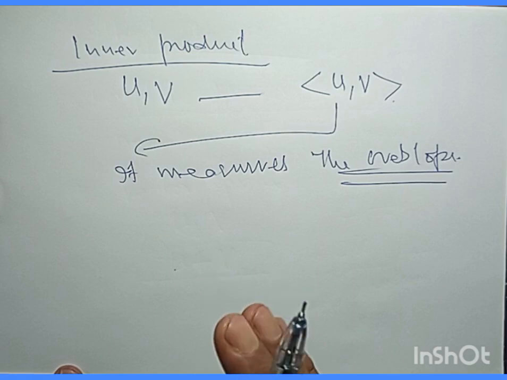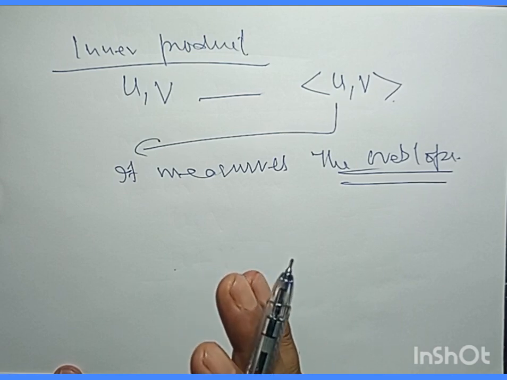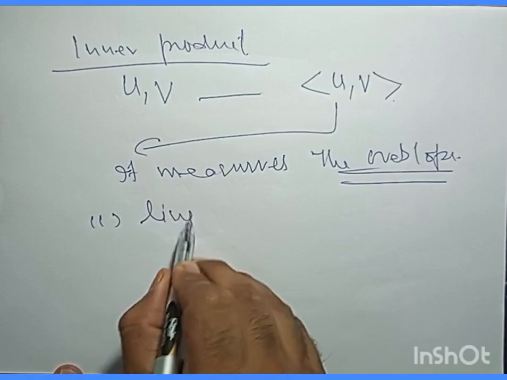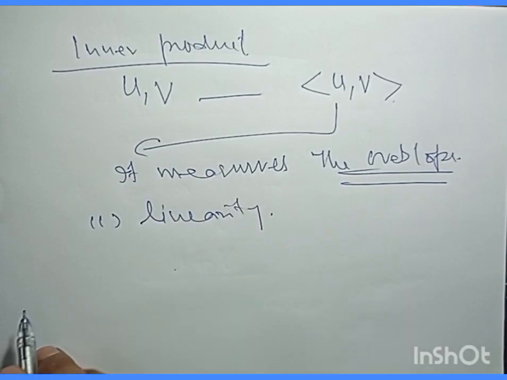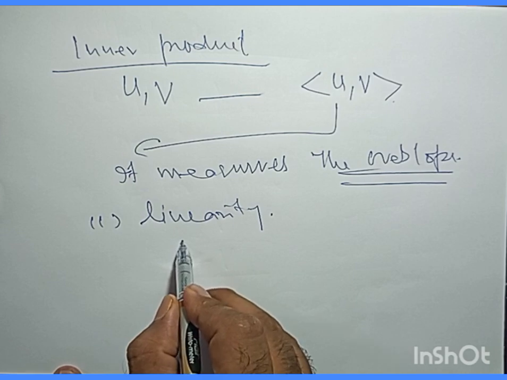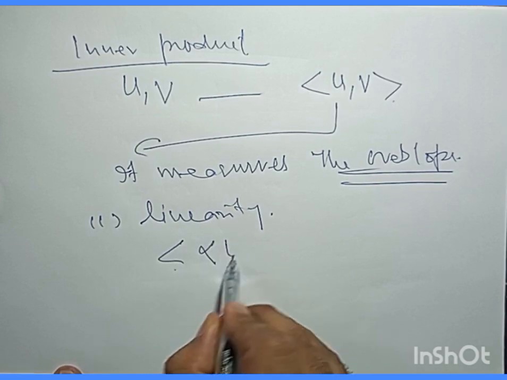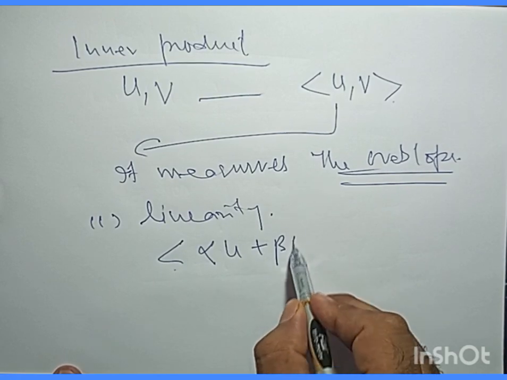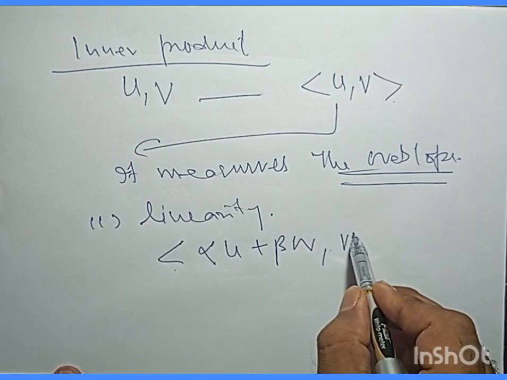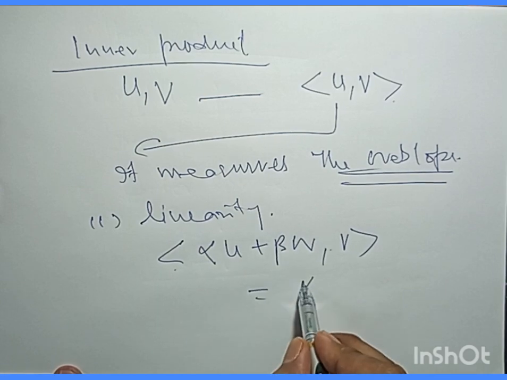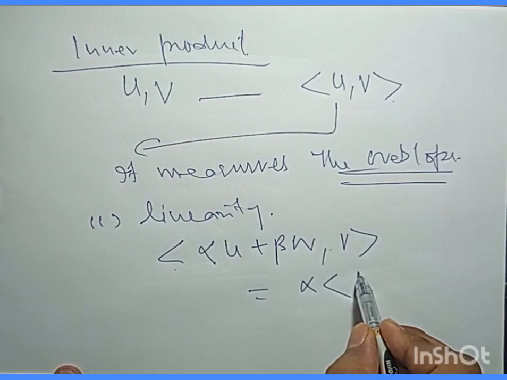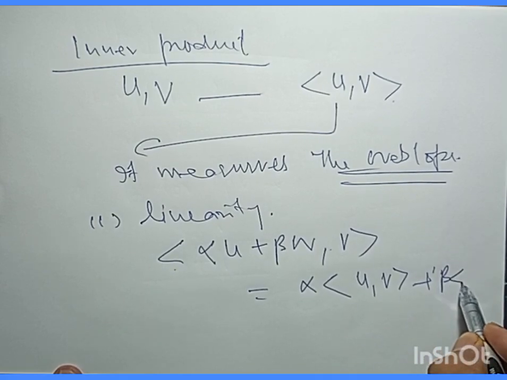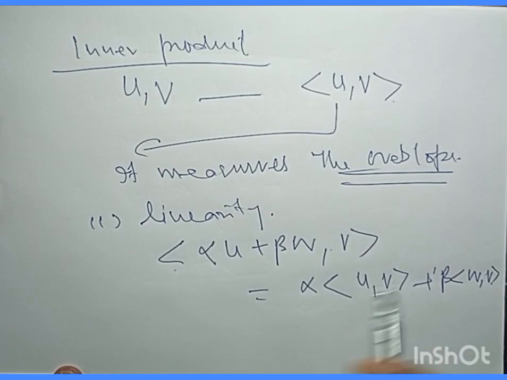And this inner product has properties. It has the property of linearity, which we have already discussed in the last video. So if I take the inner product of alpha u plus beta w with v, this must be equal to alpha times the inner product of u and v, plus beta times the inner product of w and v.